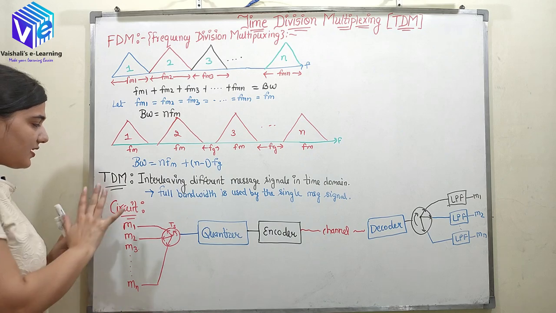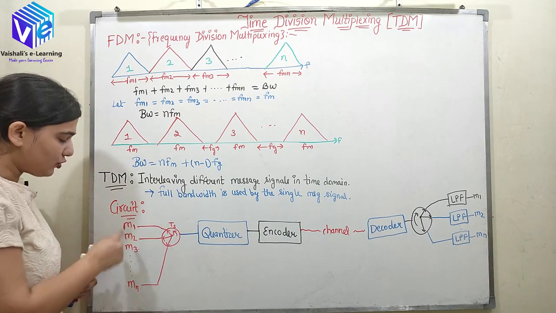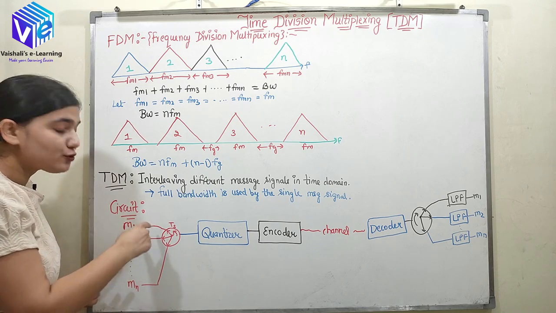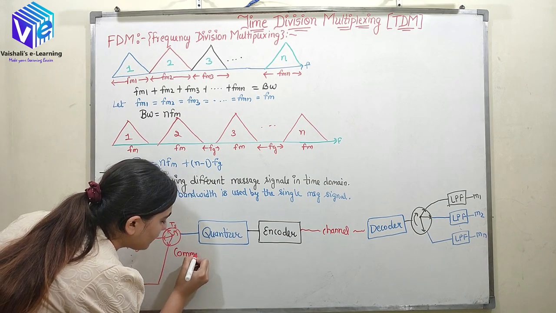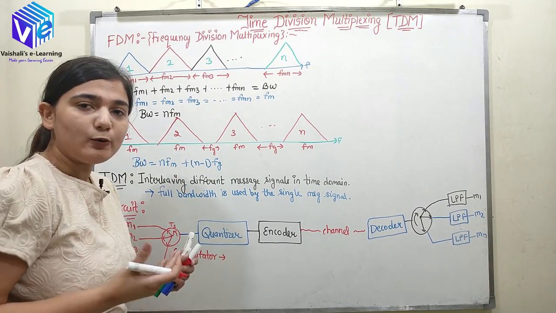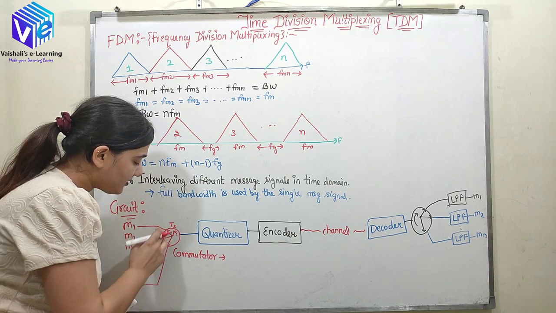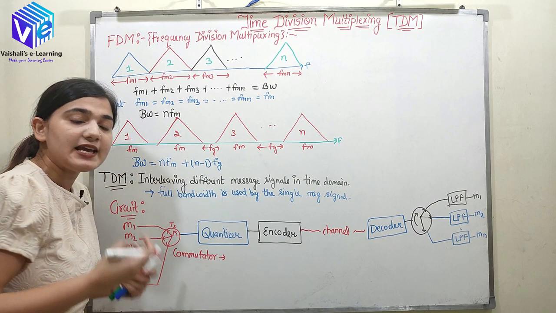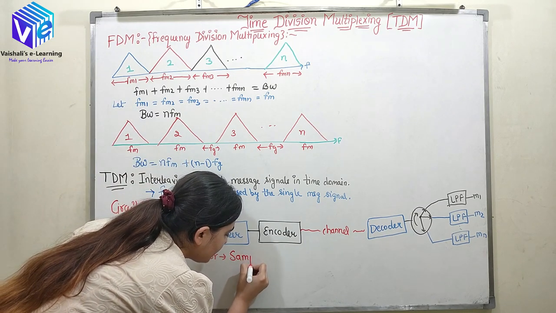So now this is the circuit. Here we have n message signals. These are my n input message signals. Now they are passed to the commutator. So what is a commutator here? This is my commutator. It's a special type of sampling device which takes n samples in one TS. This is the duration TS. So in the TS duration, it is taking the n samples. So it's again a sampling device.